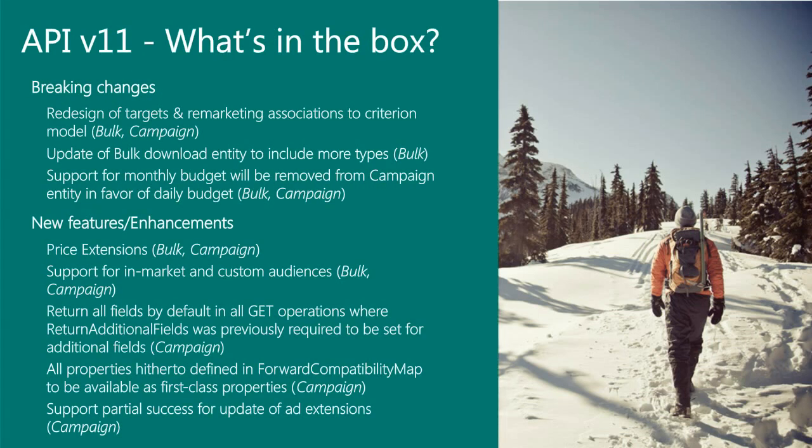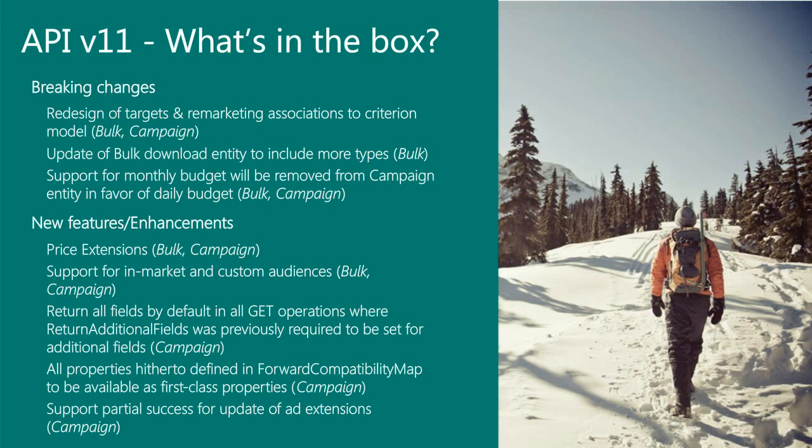So some changes that we'd like to point out, which are part of the API v11 release, are indicated here. The biggest change that we are considering here is basically moving targets and remarketing associations to the new criterion model. The main reason for doing so is to make it more convenient for you to integrate against our API for retrieving these properties of entities. Going forward, when we introduce more and more criterions, it will become easier for you to get those as well as part of this design. Another thing to consider is we're also introducing a new bulk download entity, which will include more types in the bulk API.